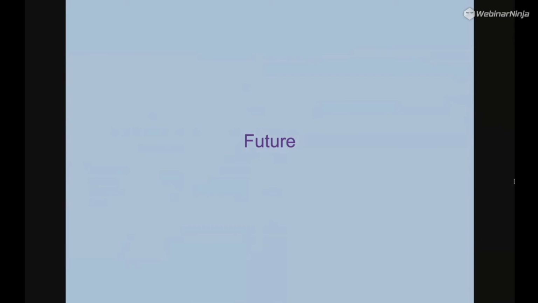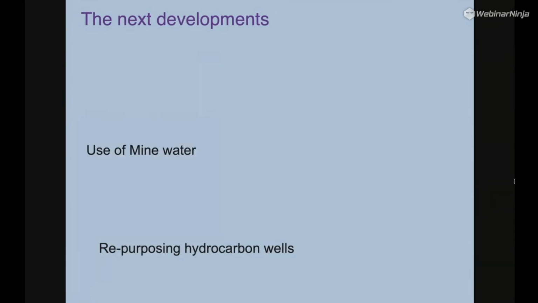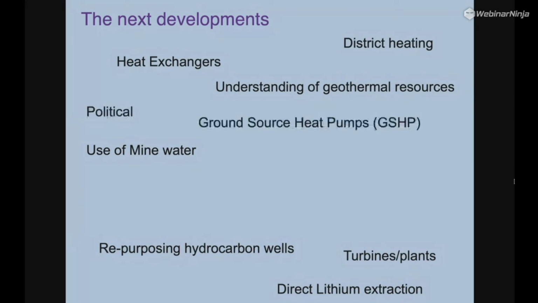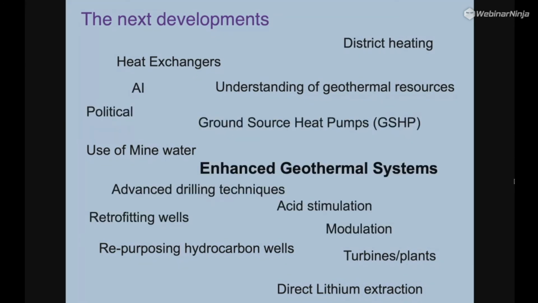And continuing to talk about the future now, there's lots of technological advancements happening, from repurposing hydrocarbon wells, to extracting lithium as part of the geothermal system to improve the economics, to Google using AI analysis of geothermal systems, and advanced drilling techniques such as basically using laser-assisted drilling.